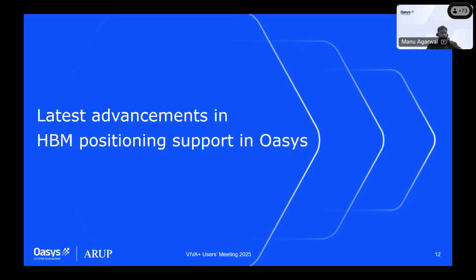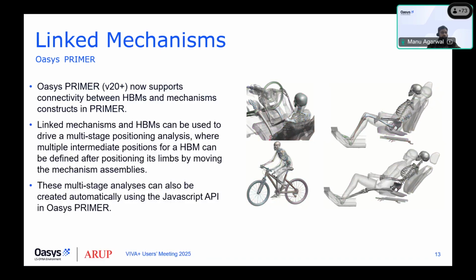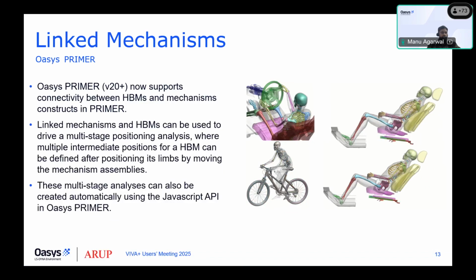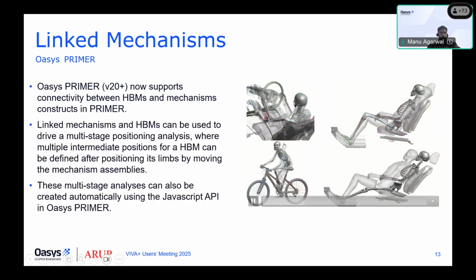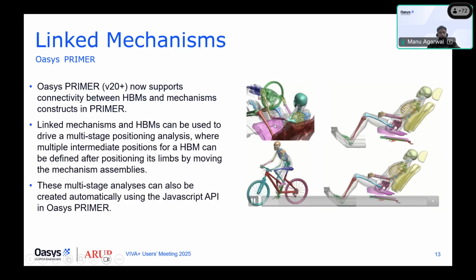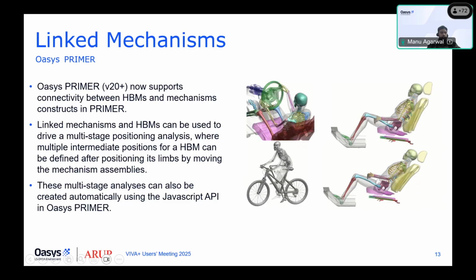So now we are going to look into some latest advancements in the HBM positioning support in Oasys. Oasys Primer now provides advanced tools to provide connectivity between the HBMs and the vehicular setups where these models are going to be positioned. This could be the driver on a seat in various steering positions. It could be the reclined model in autonomous positions, or it could be a bike pedaling position as well.